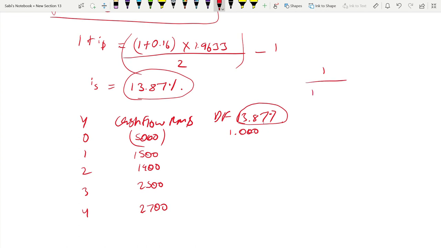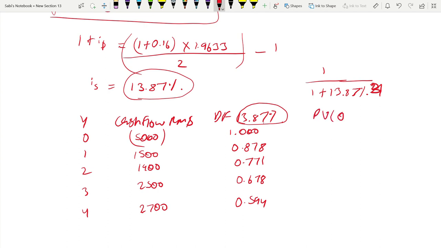1 divided by 1 plus 13.87%. Okay, you just increase this to the power. For the first year it will be 1, second year it will be to the power 2, third year to the power 3, fourth year to the power 4. That's it. And you will get this figure. You should be able to get this figure from it. This is the reason why you should know both the manual method as well as the figure from the table. 0.678, 0.594.